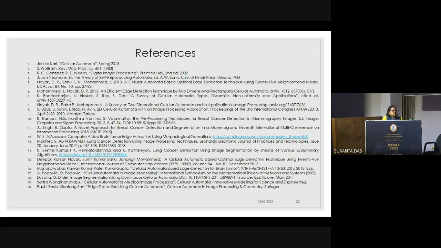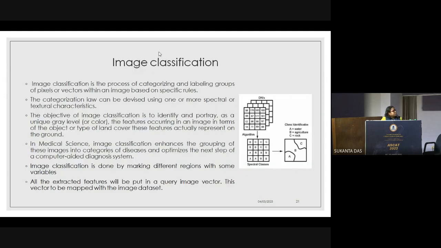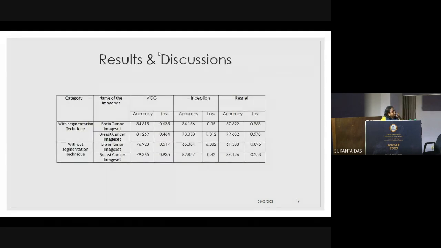What is the accuracy of your model? For my model, in this case, for brain tumor, with this segmentation I got 84.615%. And for breast cancer, I got 81.265%. This much accuracy I got applying this. Later, I will be working on a much larger image set. Maybe then I can get much better accuracy.